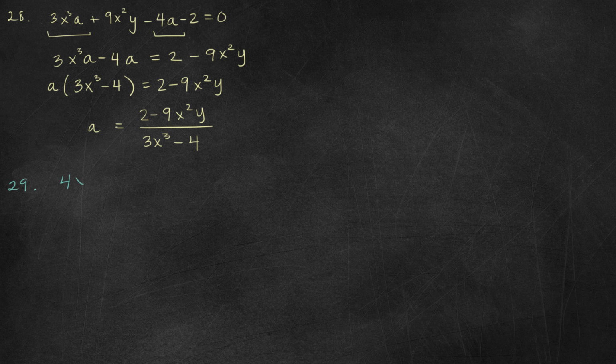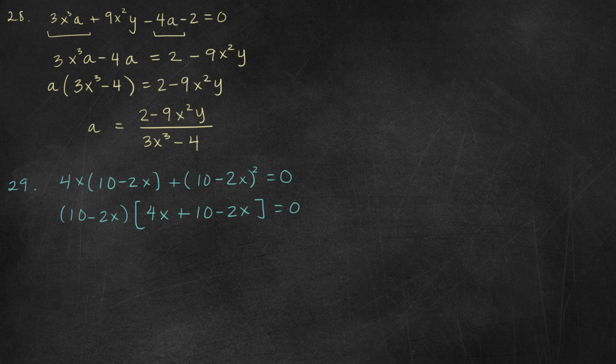29. Solve 4x times 10 minus 2x plus 10 minus 2x quantity squared equals 0. First thing we'll do is factor out what they both have in common. So 10 minus 2x. From the first term, that leaves me with 4x. When I factor it from the second term, that leaves 10 minus 2x. Then we can combine like terms. So I have 10 minus 2x times 2x plus 10 equals 0.